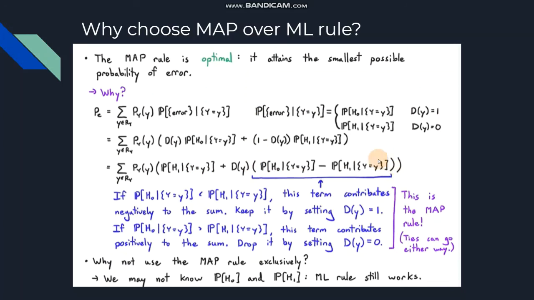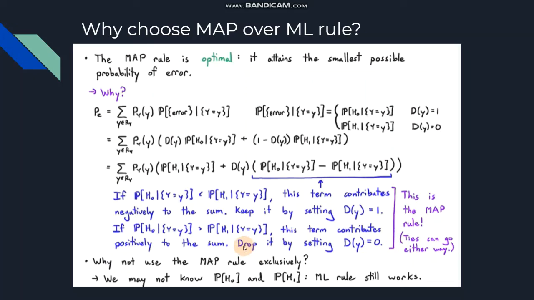This term here is considered as important. So, if P of H0 given y equal to y is less than P of H1 given y equal to y, this term contributes negatively to the sum. So, in this case, we should keep it by setting d of y equal to 1. If P of H0 is greater than P of H1 given y equal to y, this term contributes positively to the sum. So we can drop it by setting d of y equal to 0. These two cases are what naturally happen in the MAP rule.